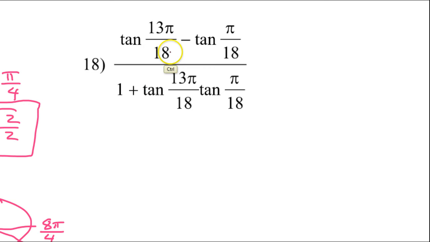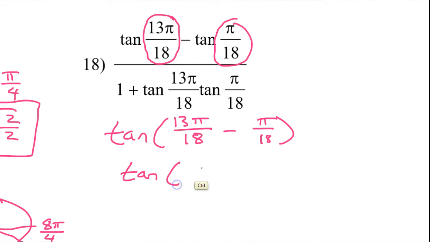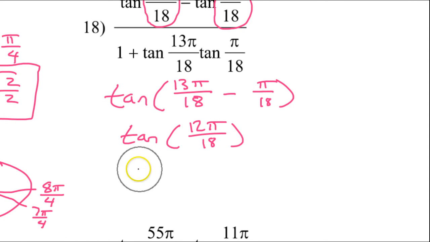And number 18 is clearly the tangent formula being used, where we have these two angles involved. And this will be a subtraction problem. So this will be the same thing as the tangent of 13 pi over 18 minus pi over 18. But that's going to be the same thing as the tangent of 12 pi over 18. Both of these are divisible by 6. So this will be the same thing as tangent of 2 pi over 3.